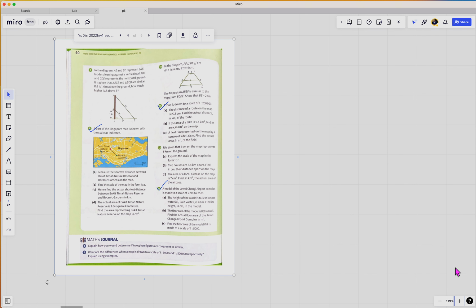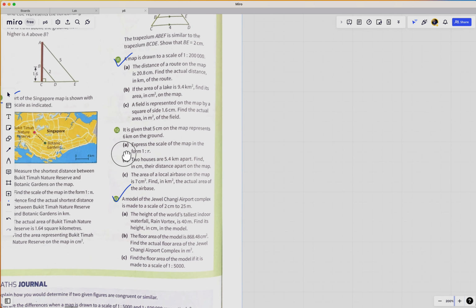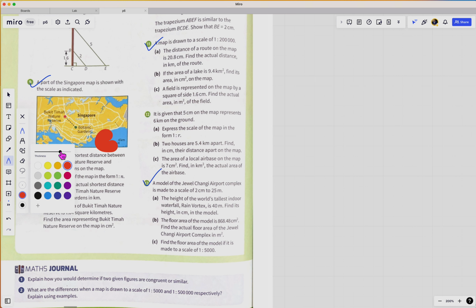Okay, question 9 is a very practical question. You are given a small cutout of a map. In every map you have what is called a scale. So you are given a scale, and you need to have a scale. If you don't have a scale, then you can't find out the distance. So this is the scale.